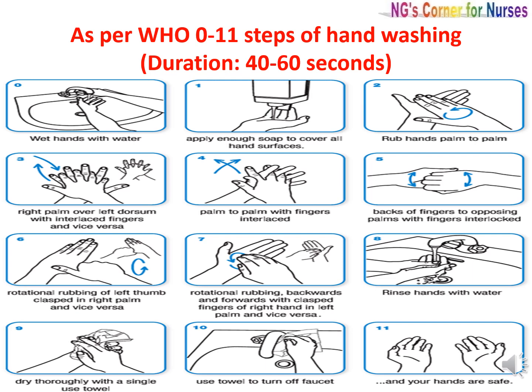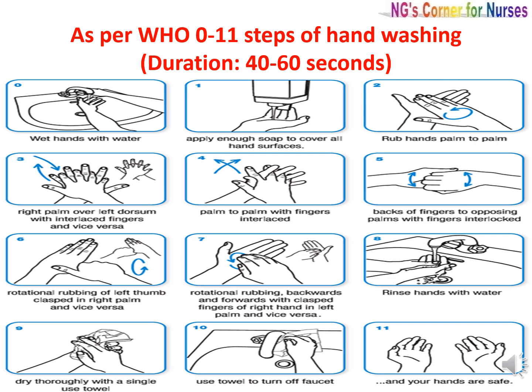Step 2, rub hands palm to palm. Next, right palm over left dorsum with interlaced fingers and vice versa. Next, palm to palm with fingers interlaced. Next, back of fingers to opposing palms with fingers interlocked. Next, rotational rubbing of left thumb clasped in right palm and vice versa. Next, rotational rubbing backwards and forwards with clasped fingers of right hand in left palm and vice versa.